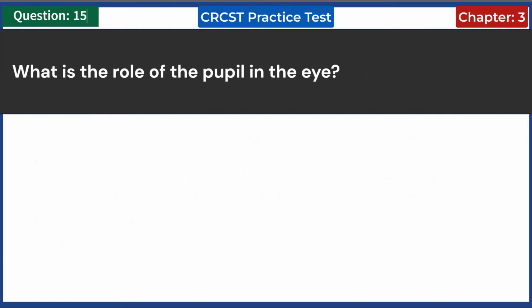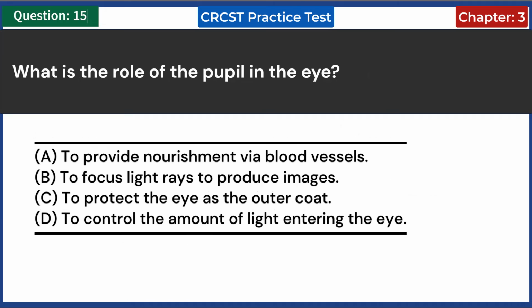What is the role of the pupil in the eye? A. To provide nourishment via blood vessels. B. To focus light rays to produce images. C. To protect the eye as the outer coat. D. To control the amount of light entering the eye. Answer: D. To control the amount of light entering the eye.